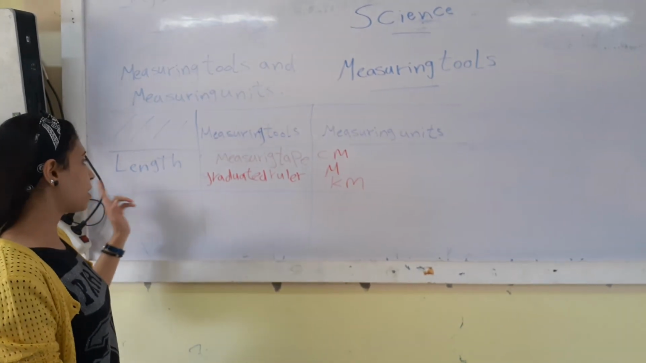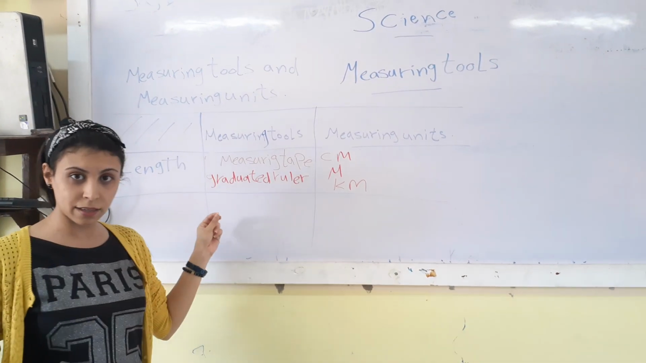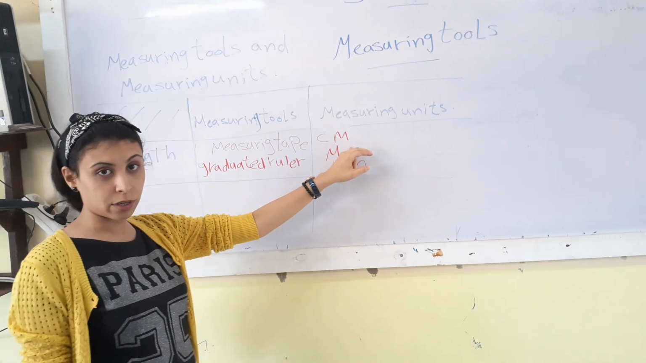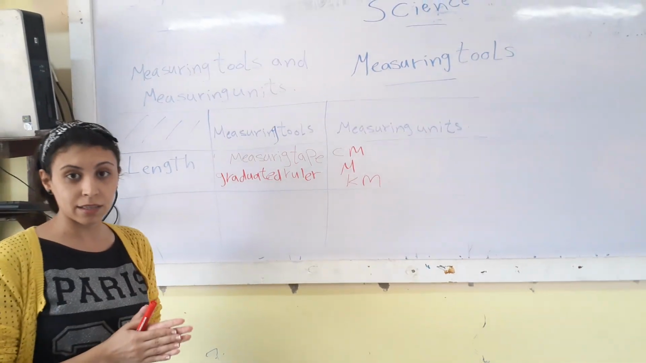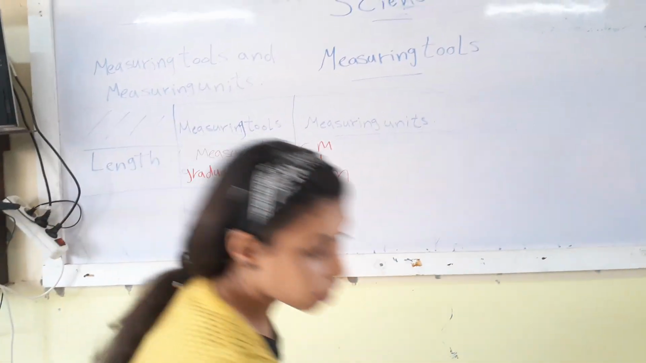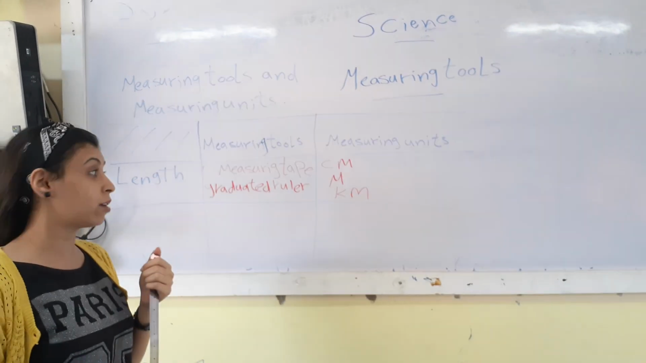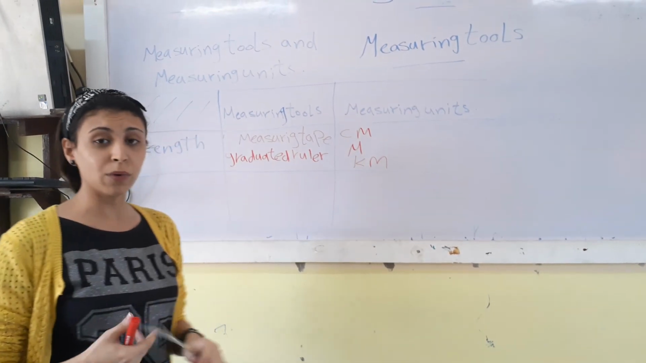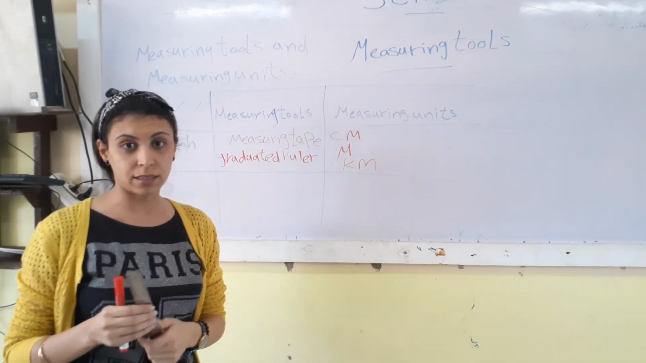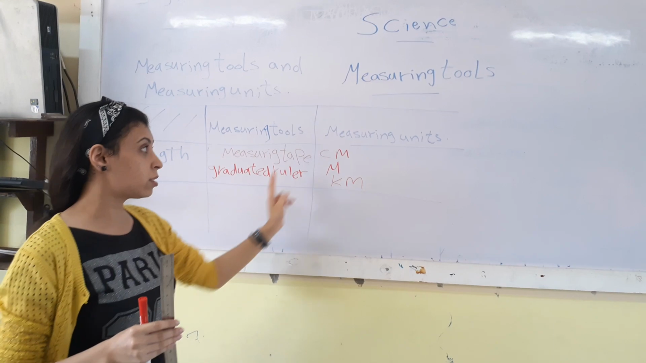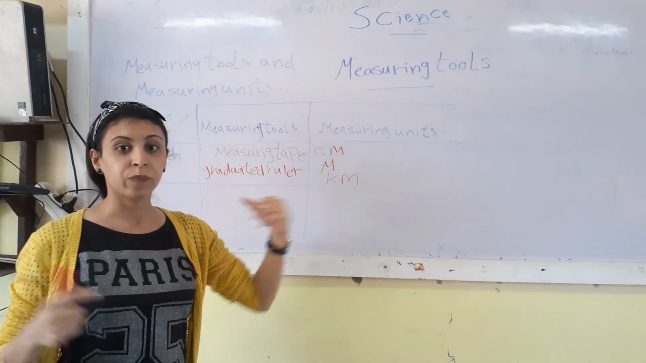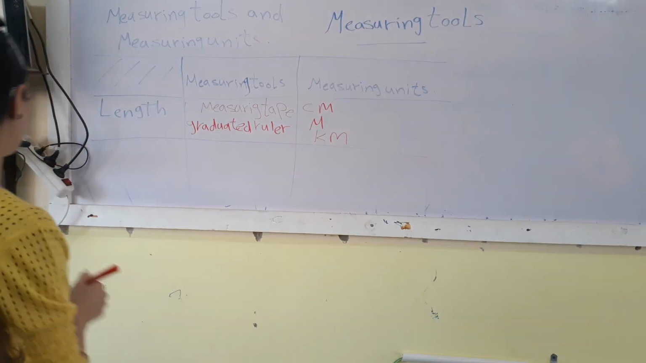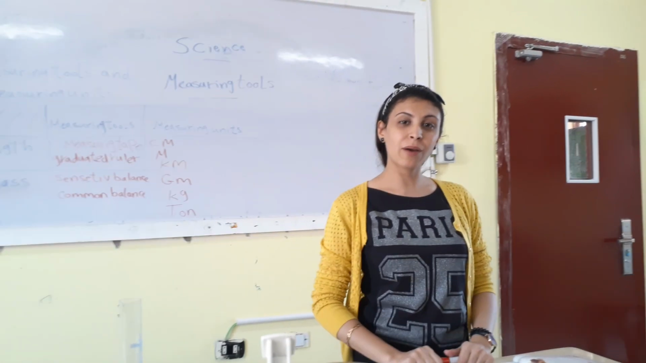To measure long lengths, we use a measuring tape with the measuring unit meter. Okay. And for short lengths, we use a graduated ruler with the measuring unit centimeter. Okay, what about very large lengths? For very large lengths, we use the measuring unit kilometer for the distance between cities. Okay.